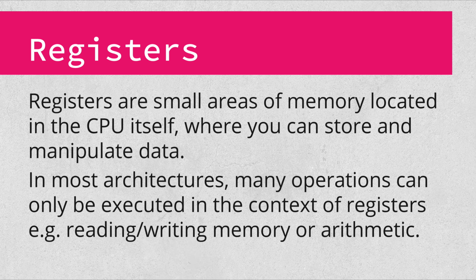First, let's talk about registers. These are small areas of memory located within the CPU itself where you can store and manipulate data. Since the CPU doesn't have to go talk to external memory, reading from and writing to registers is effectively instant. This is where most data for operations will be located. In fact, in most architectures, many operations can only be executed in the context of registers, like reading or writing memory or doing arithmetic. When I say in the context of registers, I mean that you may have an operation to read from somewhere in memory and put that value in a register or add two registers together, but you may not be able to read from somewhere in memory and store it somewhere else in memory or add a value directly to some value in memory. Most everything you do will have some pit stop in a register.